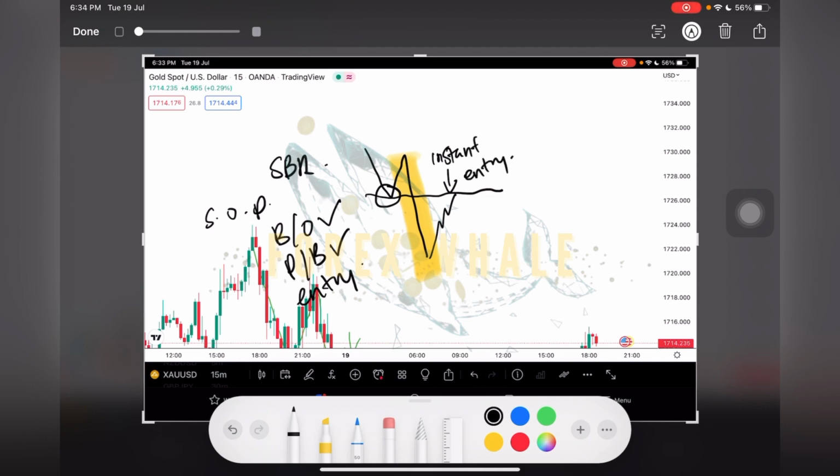Okay, once you place your instant entry, know that first entry is always high risk. But if it's meant for you, you'll be able to get at least some good pips. So this is the first way to trade SBR. So what is the second way to trade SBR?